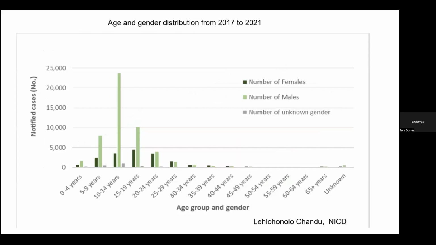And this is the age and gender distribution. This is again from the notified cases, and you can see very clearly that the peak is in the early teenage years, 10 to 14, not so much in under 5s, interestingly, and then that drops off into adulthood. And you can also see quite clearly that there's a gender disparity, particularly where the prevalence is highest, with a much higher incidence in boys than girls. I'm going to ask you why you think that is in a minute.